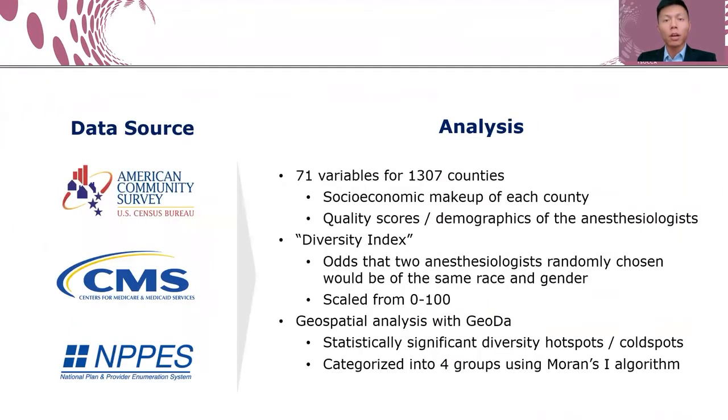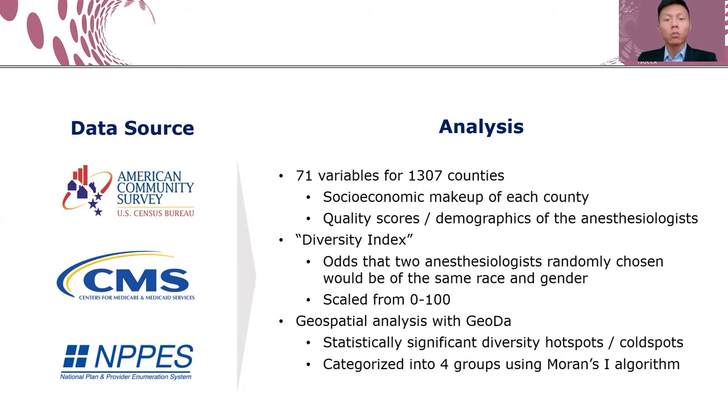So to do this, we combined public data sources to build a database of 1,307 counties where an anesthesiologist participates in the Medicare Quality Payment Program. 71 variables were tracked for each county, including the quality scores and the demographics of the anesthesiologists, as well as the socioeconomic makeup of each county of practice. And then a diversity index was created for each county that represents the odds of finding 2 anesthesiologists at random to be of the same race and gender. This variable is scaled from 0 to 100.